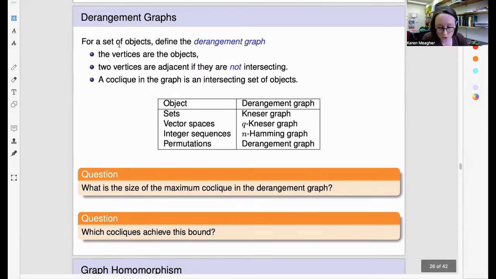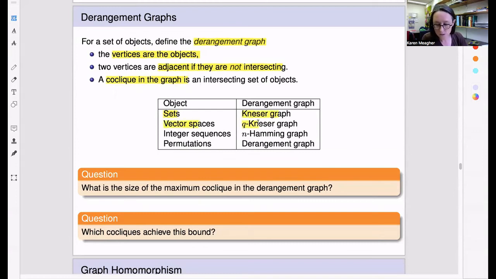What I think you should do, when you're looking at EKR theorems, is to look at an object called a derangement graph. So what I do is I make the vertices be the objects that I'm considering, and I make them adjacent when they're not intersecting. And now I'm looking for a co-clique in a graph. And so for lots of examples, so sets, this derangement graph is the Kneser graph.